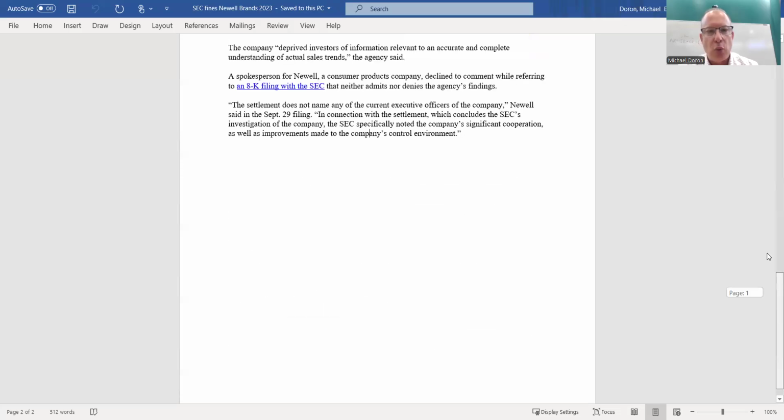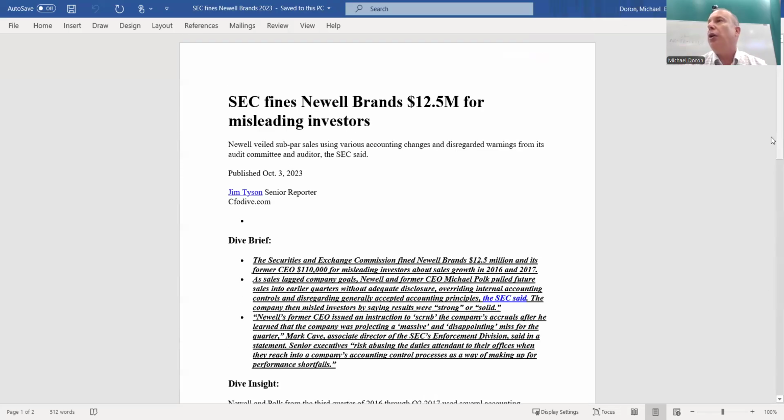Okay. So there's one potential problem. The auditor knew about this and warned them about it, but apparently didn't force them to make the changes, which is what they're supposed to do. Okay, so these guys were recognizing revenue a little early to make their quarter numbers work.